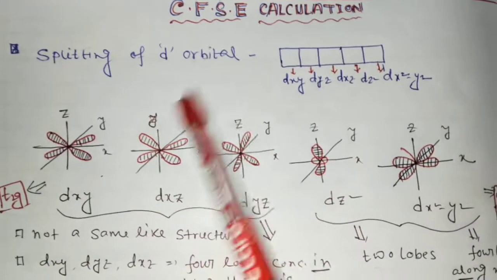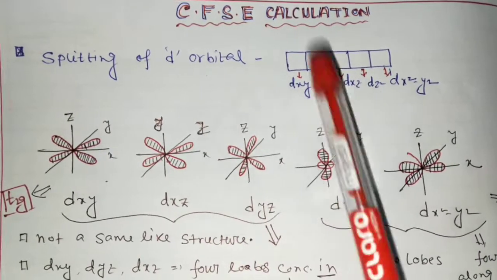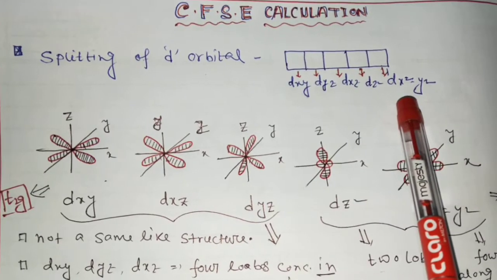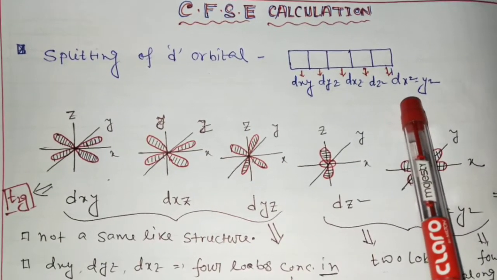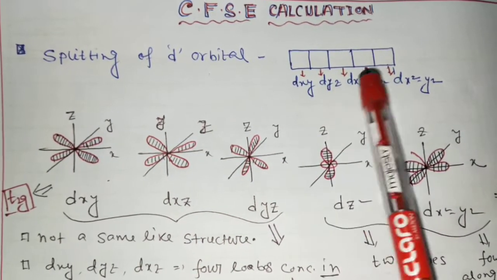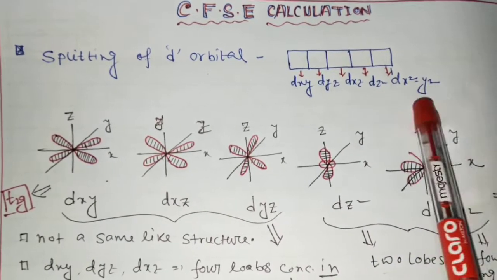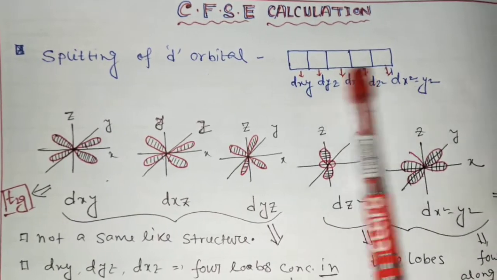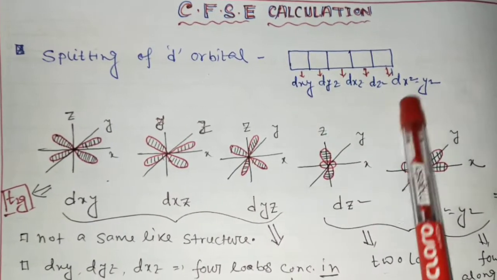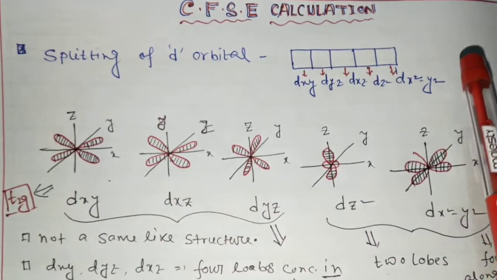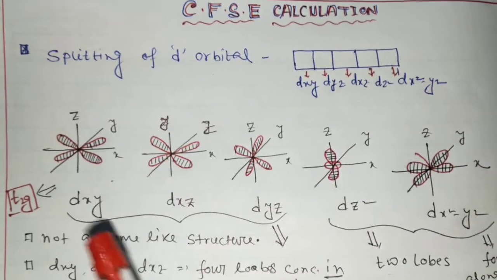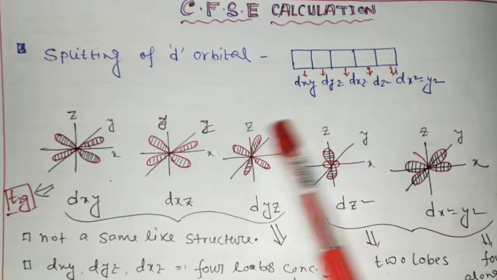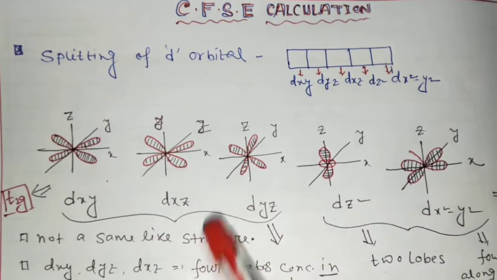Here we can see the splitting of d orbitals. The d orbital has 5 subshells, called dxy, dyz, dxz, dz square, and dx square minus y square. These subshells have different structures. Here the structures will be provided. Please note this down.